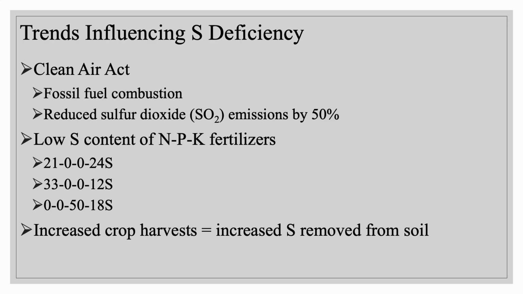Well, as we started to try and clean up our environment, we had the Clean Air Act, and that Clean Air Act reduced those sulfur dioxide emissions by 50%. So you can imagine what that did to the acid rain, which is great because we don't want acid rain because it's destroying our forests, and it's destroying our waterways. So we reduced the amount of sulfur that was in the rain and the atmosphere, and we also reduced the amount of sulfur that was in the soil. And producers never really considered that because they never really saw sulfur deficiency.